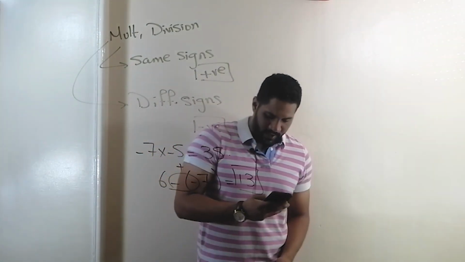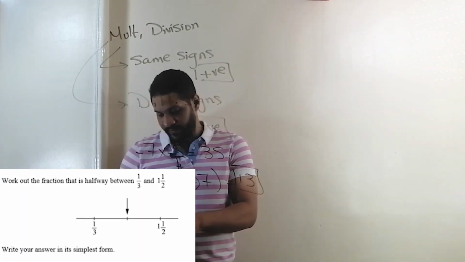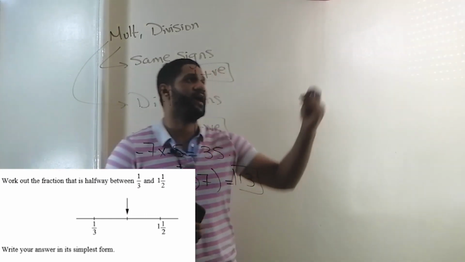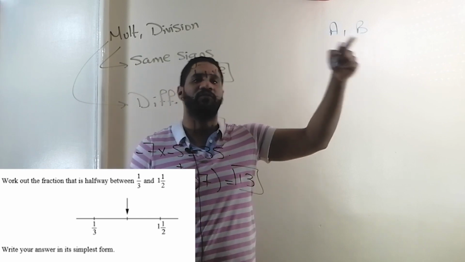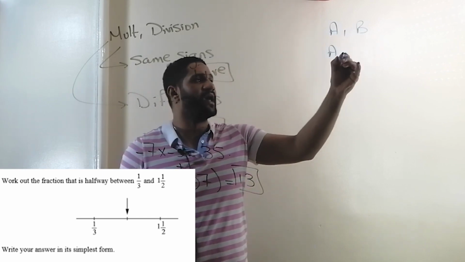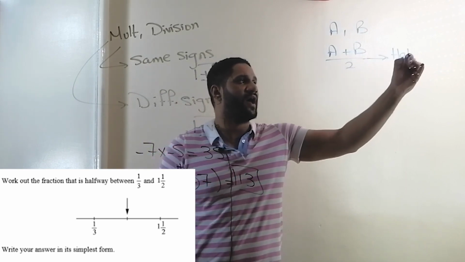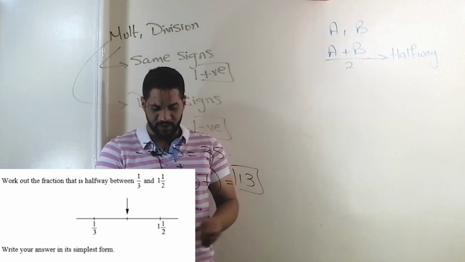Let's look at number 9. He's asking me to work out the halfway between 1/3 and 1.5. Halfway between anything: if I have something called A and the other called B, when you get the halfway between A and B, you take A, add it to B, and divide by 2. This is the rule of the halfway. So let's see how we can solve something like this.